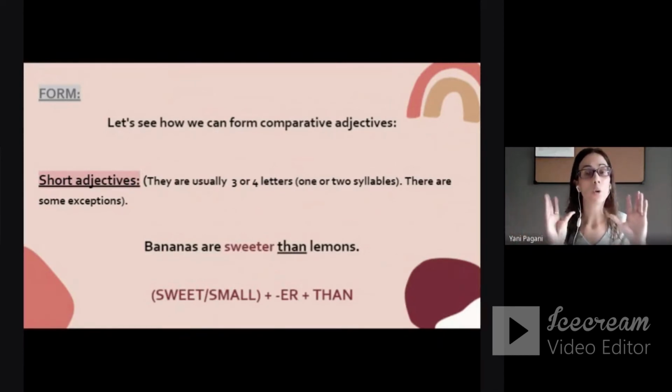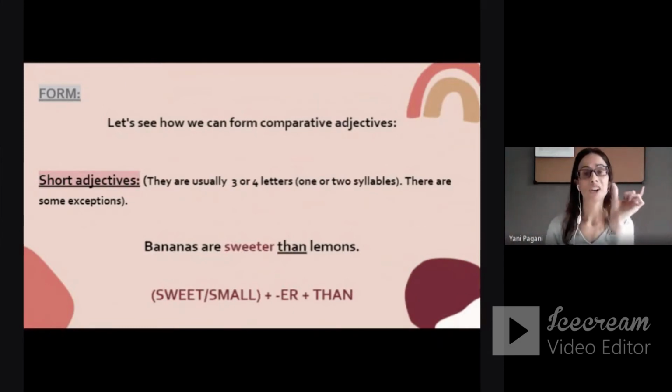So what is the formula for this? Okay, we are going to use the adjective. We are going to incorporate the letters ER, and then we are going to incorporate another word, which is the word than. That is how we form the sentence.